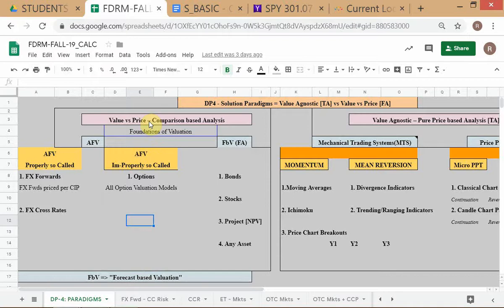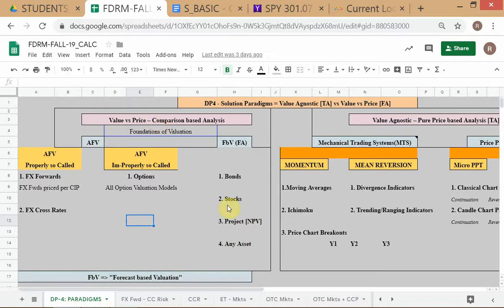But in general, this value versus price paradigm is that if its price is above value, you sell it. If it's below value, you buy it. So you understand the basic difference. Here, this concept of value doesn't come in at all. And what most people study in most basic finance courses is all this kind of stuff. All this actually falls into this box, okay?